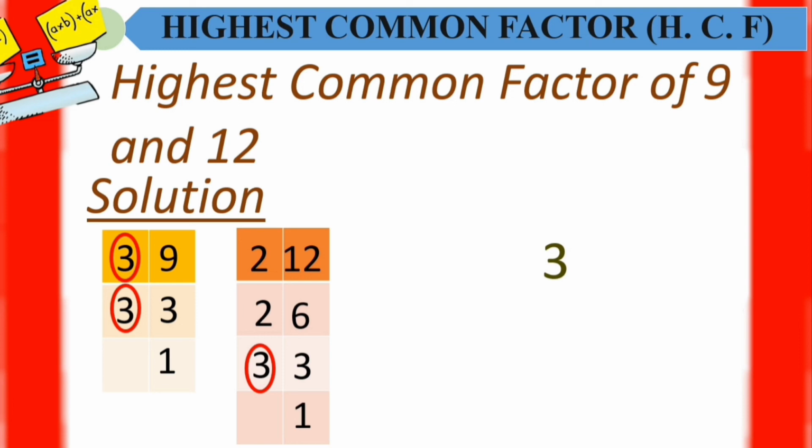Of course no. If there was another number 3 here, we'll multiply it by that number. If there's another number common, we'll also multiply it by that number. And then the multiplication of these numbers will be the H.C.F. Since we do not have any other number in common, then the H.C.F of 9 and 12 is 3.